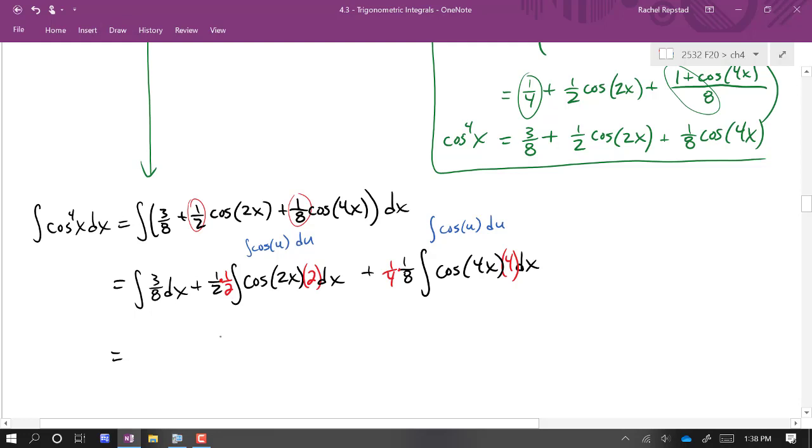So let's integrate all of them now. The integral of 3/8 dx is 3/8 x plus 1/4. The integral of cosine u is sine u, so that's sine of 2x plus the last one we have 1/32. The integral of cosine u is sine u, so that's sine of 4x plus a constant.